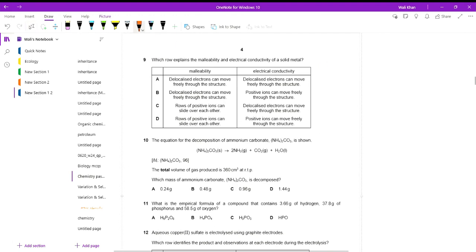Question number 9. Which will explain the malleability and electrical conductivity of a solid metal? Malleability: rows of positive ions can slide over each other, so they can be easily malleable. Electrical conductivity: delocalized electrons can move freely through the structure. So the best option is C.